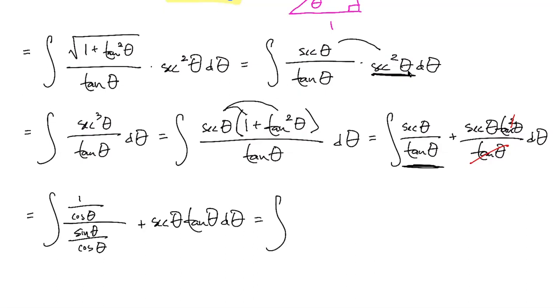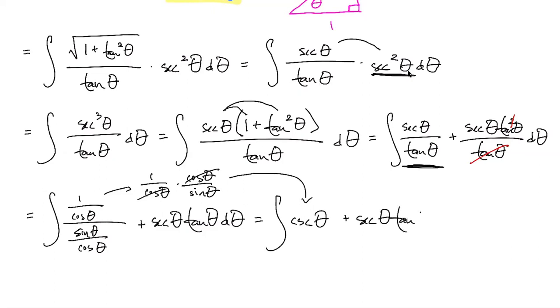This first fraction really is the same as 1 over cosine theta times the reciprocal of the bottom. And those cosines go away. And so I end up with 1 over sine theta. But another way to write 1 over sine theta is cosecant theta. Okay, so lots of trig simplifications here. Plus secant theta, tangent theta, d theta.